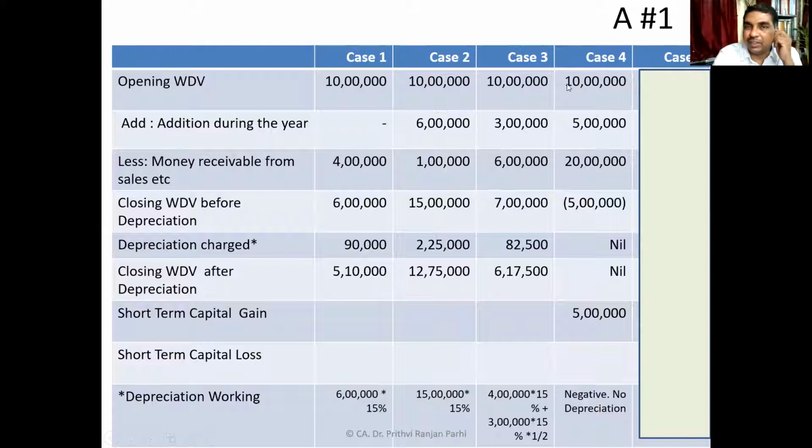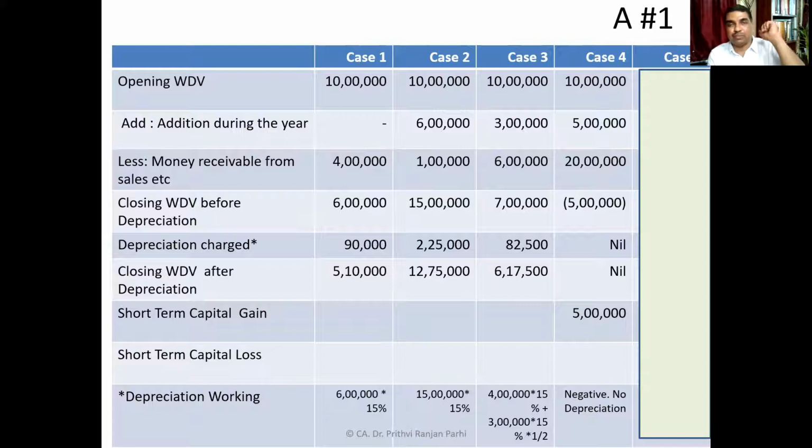You see, opening WDB is 10 lakh rupees. Addition is 5 lakh rupees. My sales is 20 lakh rupees. So if you calculate 10 lakh plus 5 lakh minus 20 lakh, now closing WDB before charging depreciation is negative. Hence, no depreciation will be charged.